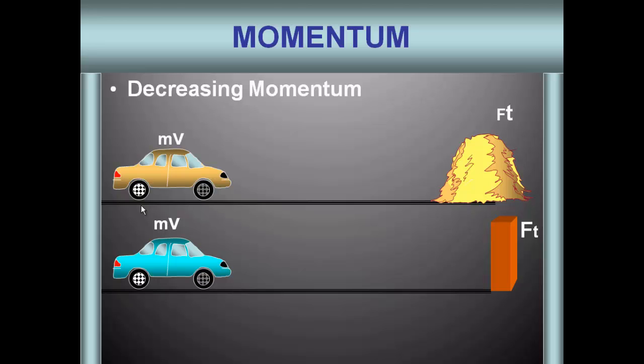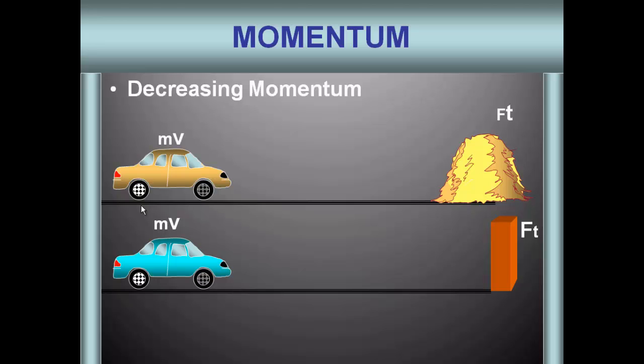So here's what we have. So we talked about increasing momentum on the previous slides. Now I want to take a little bit and talk about decreasing momentum. So what we have here, we have two cars, mass and velocity. So what do you get when you multiply mass and velocity? Momentum. So what I'm trying to get at here is they have the same mass shown by the same size m and same velocity shown by the same size v. So we have two cars with the same momentum, all right?